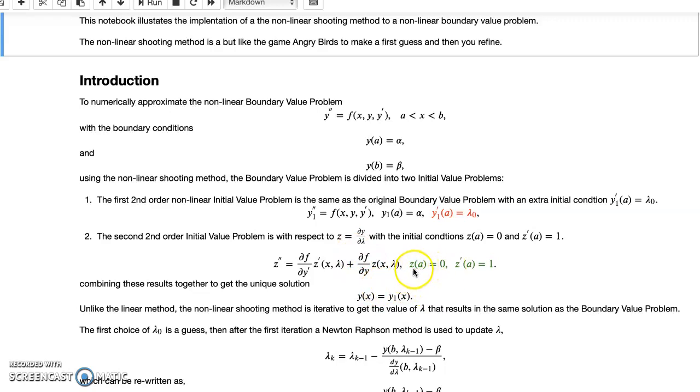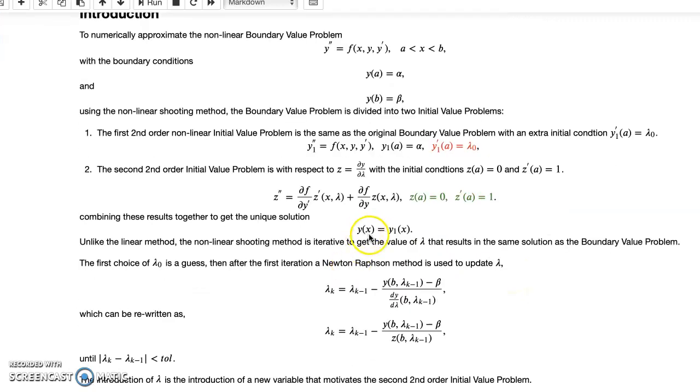Like the linear method though, we have z a is equal to 0 and z dash a is equal to 1. So that stays consistent. Unlike in the previous case, actually y1 is our answer. We don't have to do some linear sum. What we're doing is trying to refine our estimate of lambda such that it actually gets us to beta. It gets us our yb. So we have to introduce an iterative process of guessing your lambda, and we use a form of Newton-Raphson. So we have to solve all our equations and then update our lambda.